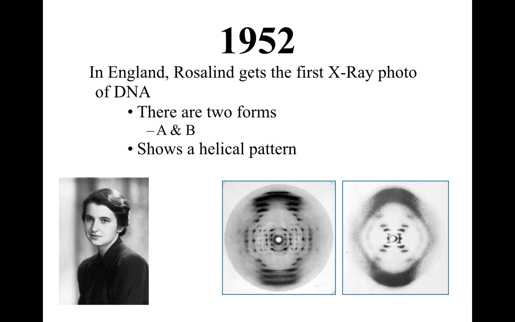In England, Rosalind gets the first X-ray photo of DNA, and there are 2 forms, A and B, and it shows the helical pattern. It also shows that you could measure these differences in here, and you can make measurements here. It also kind of looks twisted, and because it was the best X-ray photo of DNA at the time, you could really make an accurate model.